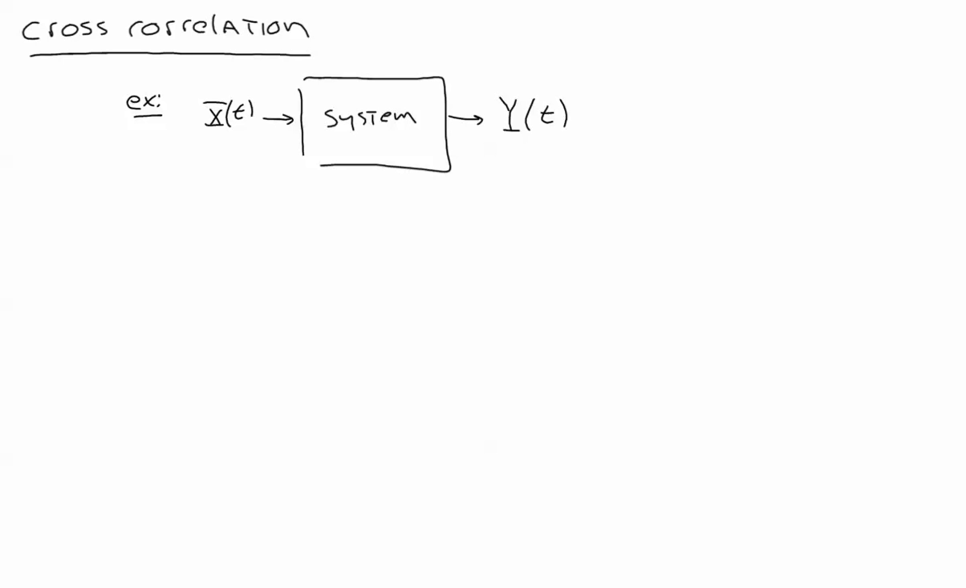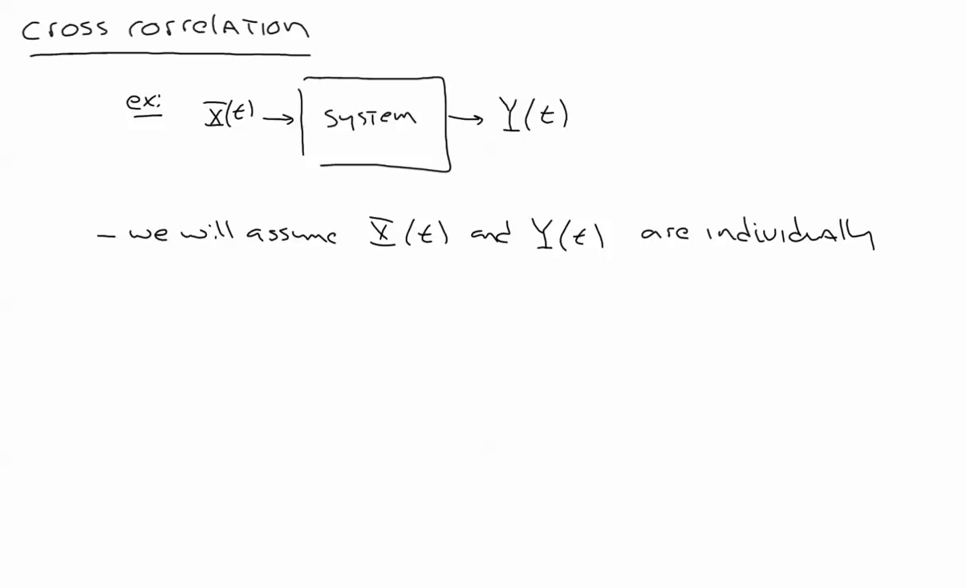We're going to assume that my random processes X of t and Y of t are at least individually wide sense stationary, and also at least wide sense joint stationary.